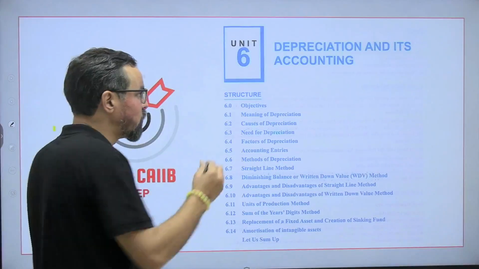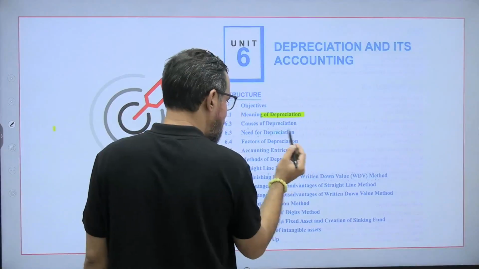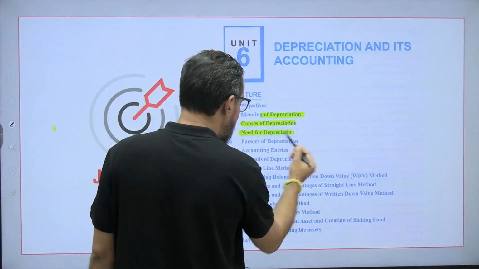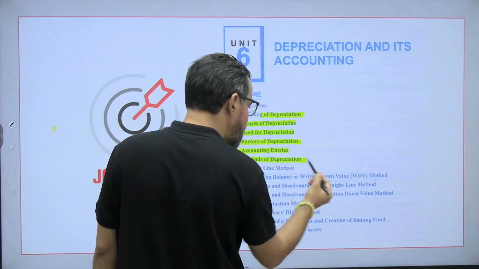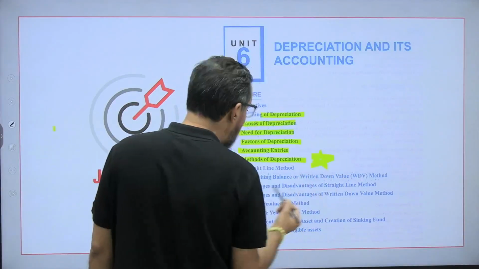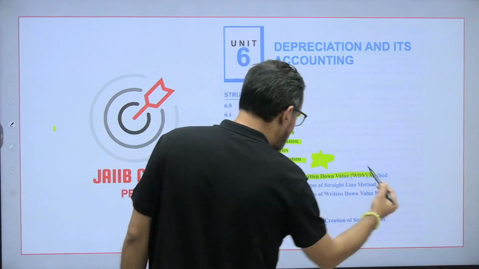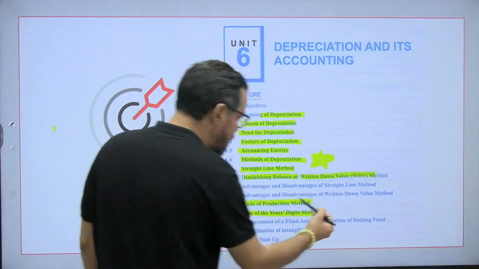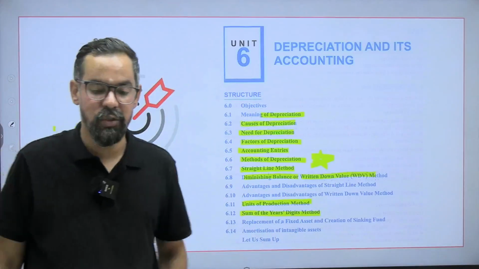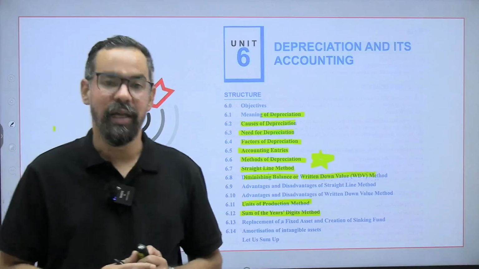When it comes to the course content, it includes the basic introduction of depreciation, causes, need, factors, accounting entries, and methods of depreciation, the most important part, which includes straight line method, diminishing balance or written down value method, unit of production method, and the final one is sum of year digit. So these are the four methods which are generally part of your curriculum itself, right?